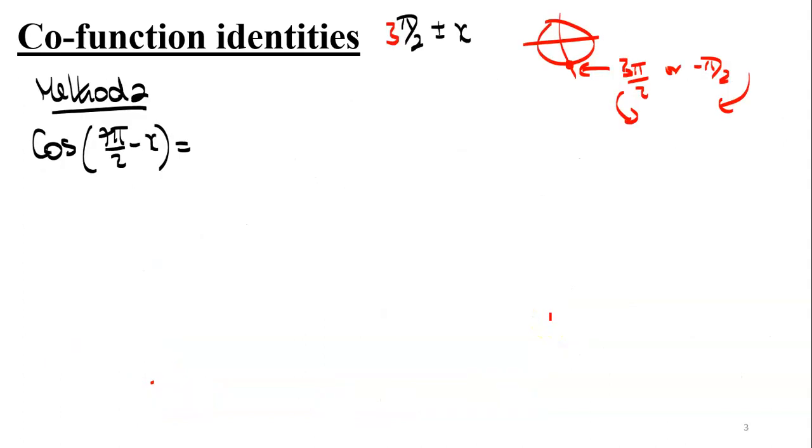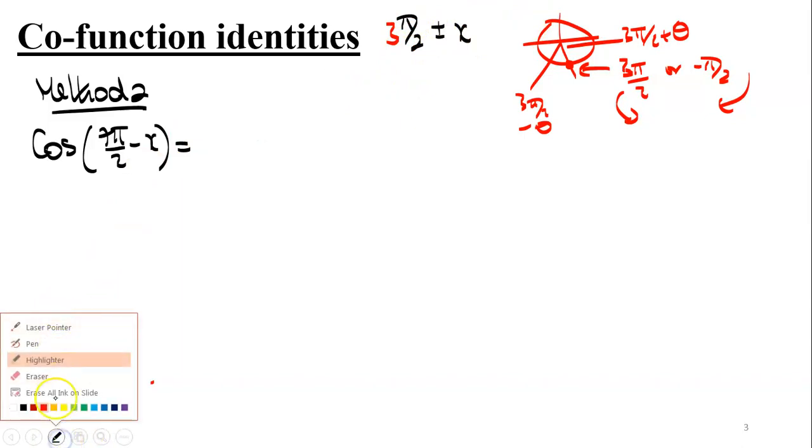Now, why is that useful? Because the cofunction identities work the same way with 3 pi over 2, but instead of working with quadrants 1 and 2, we would be working with quadrants 3 and 4. So instead of doing pi over 2 minus theta or pi over 2 plus theta, what we'd be doing is 3 pi over 2 minus theta, or 3 pi over 2 plus theta in quadrant 4, and you'd look for the signs similarly to how we did it with the cofunction identities with pi over 2.